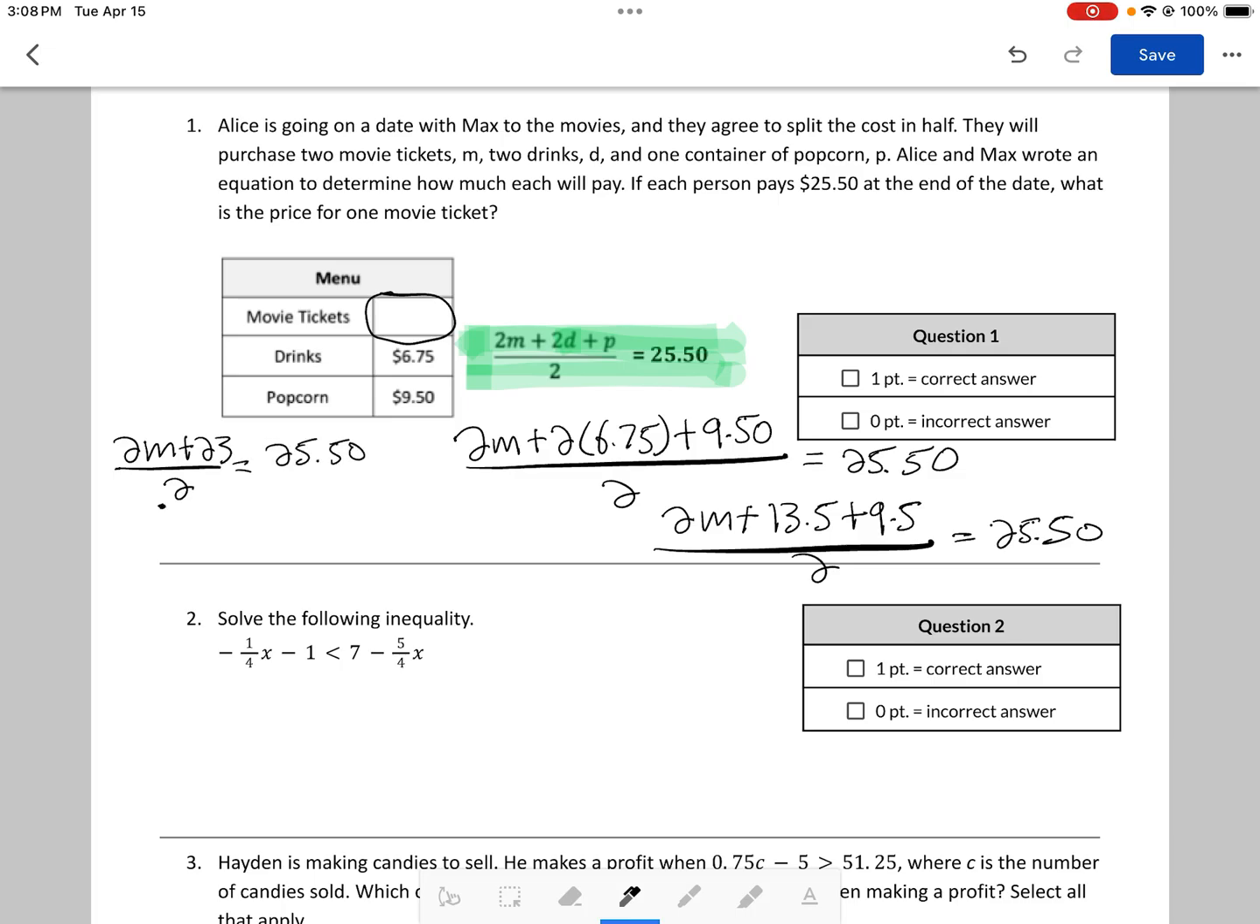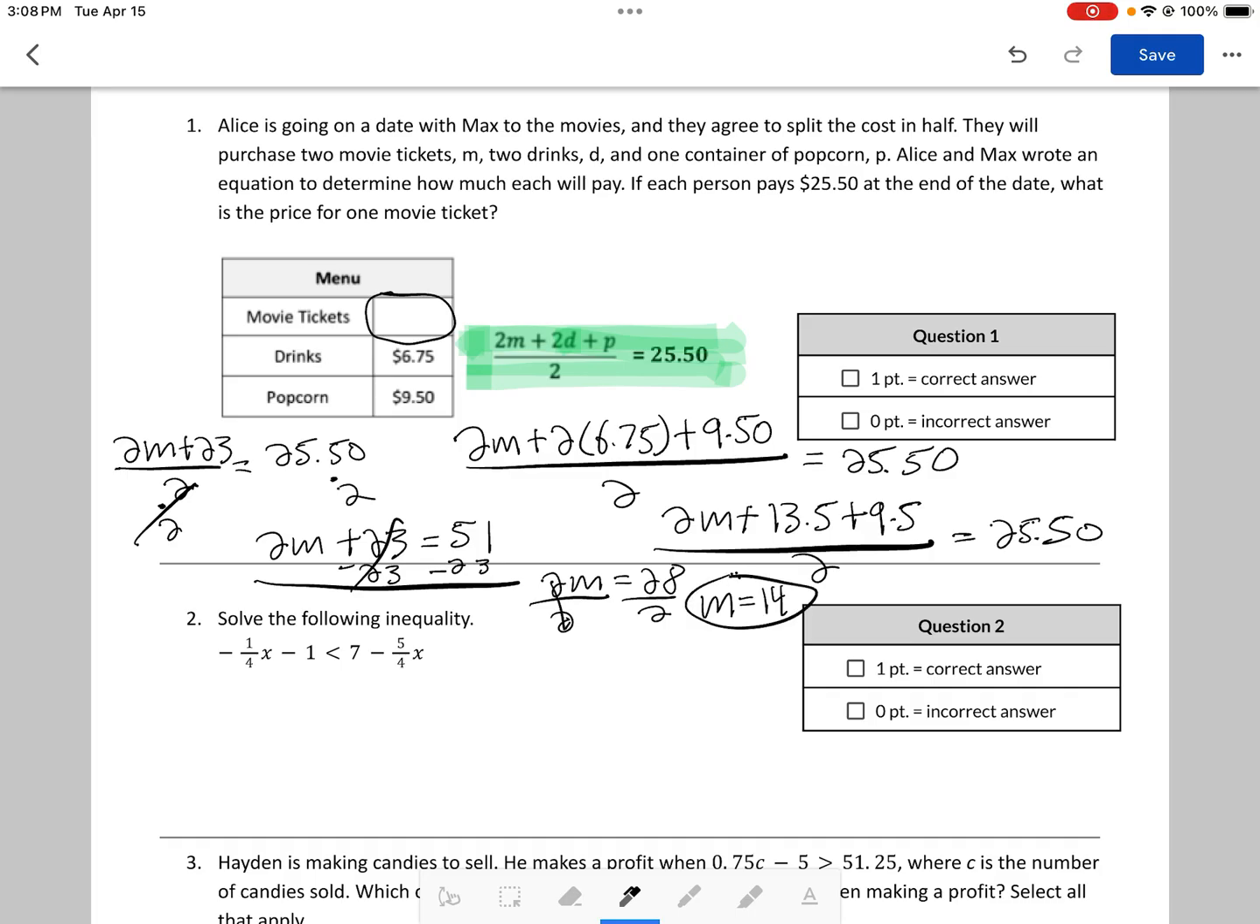I'm going to multiply both sides by 2 so that those cancel out. 25.50 times 2 is 51. So now I have 2M plus 23 equals 51. I'm going to subtract 23 on both sides of my equation. 51 minus 23 gives me 28. So now I have 2M equals 28. I'm going to divide both sides by 2 to get M by itself. M will end up equaling 14. So the price of movie tickets is $14 each.